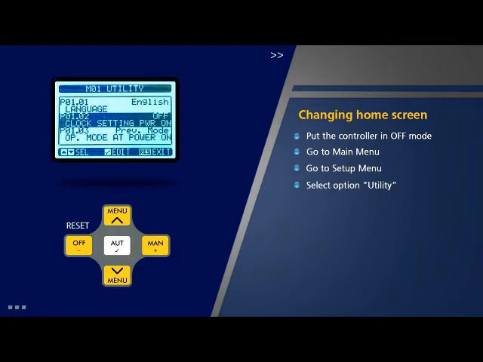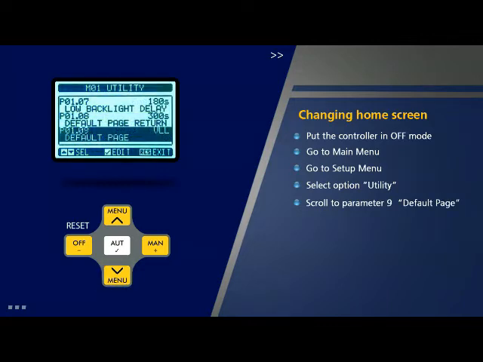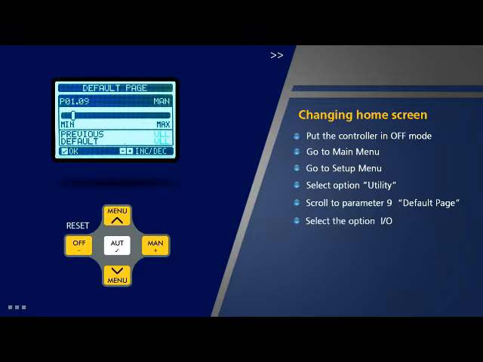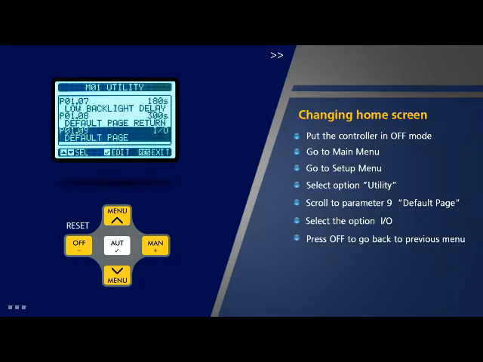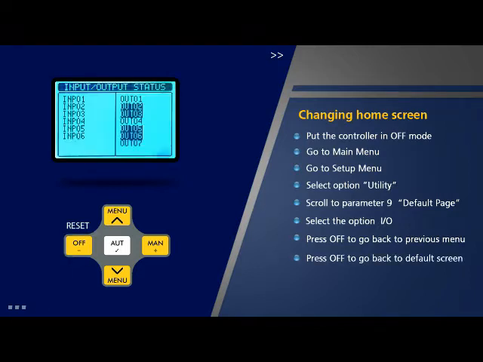Scroll down to parameter 9, which is default page, and press OK. Select the option to be chosen as default, example input output, and press OK. Now press off to go back to the previous menu. Press off again to go back to default screen.